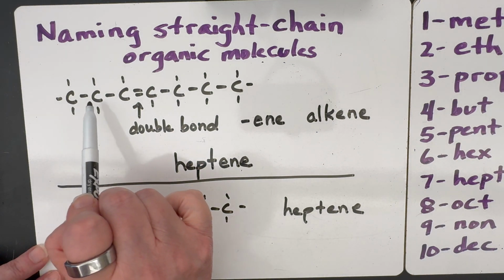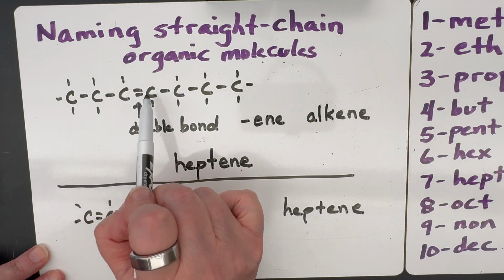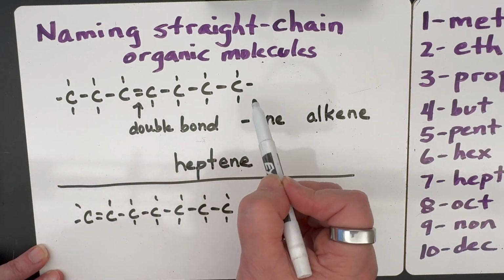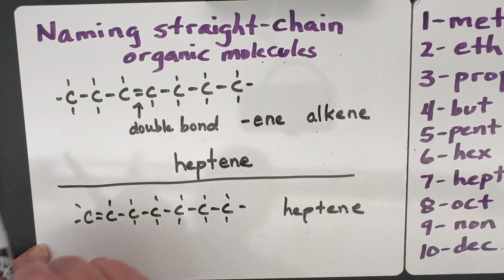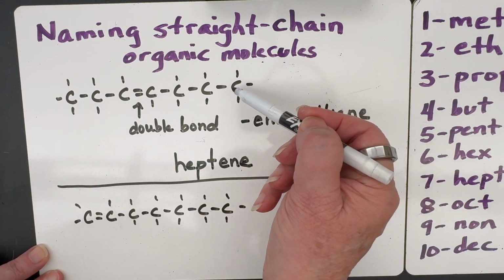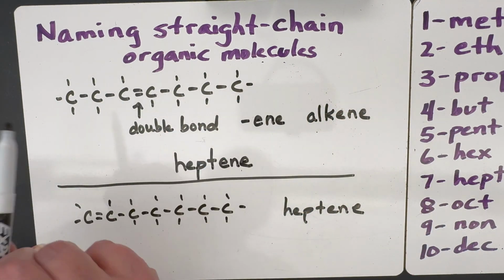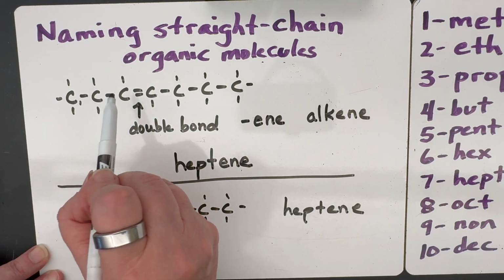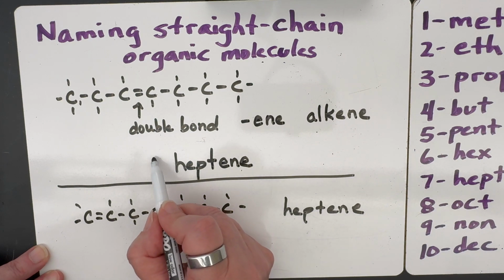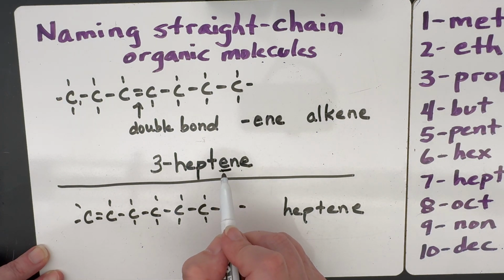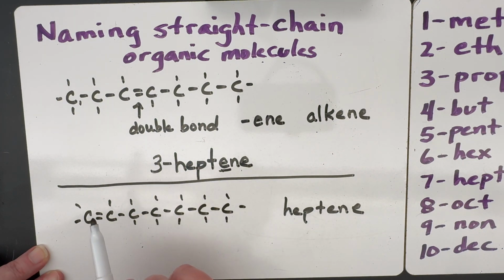Since this one at the top is between carbon 3 and 4, you use the smaller of the numbers. Count from both sides, make sure you get the smallest one. If I count from this end, it's between 3 and 4. If I count from this end, it's between 4 and 5. So this has to be carbon 1 here. 1, 2, 3 indicates that this ene, this double bond, is between carbon 3 and 4.